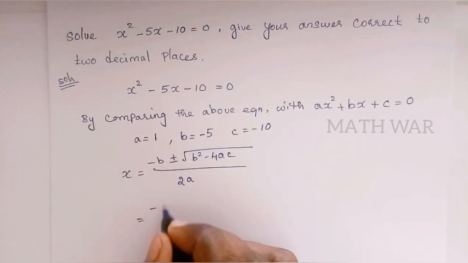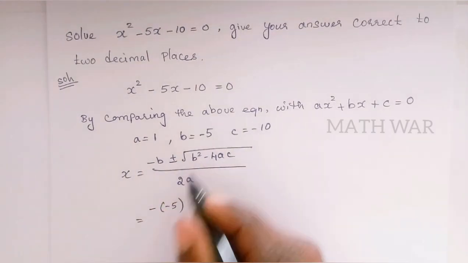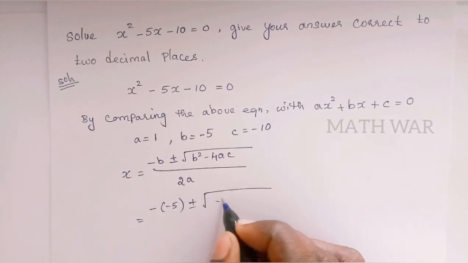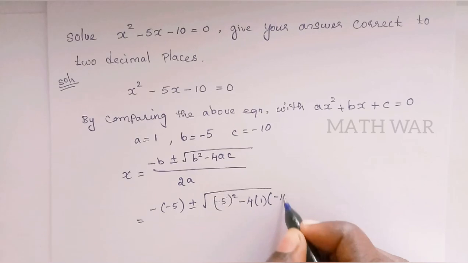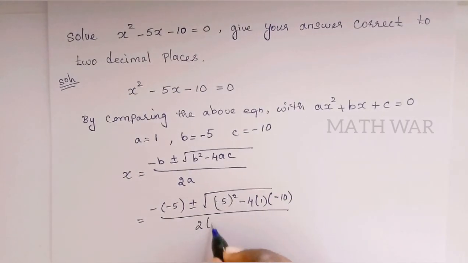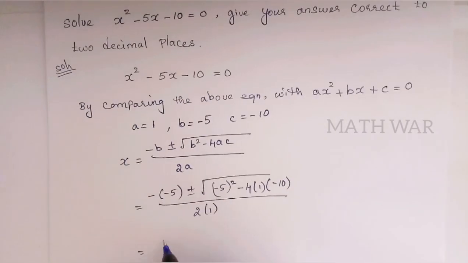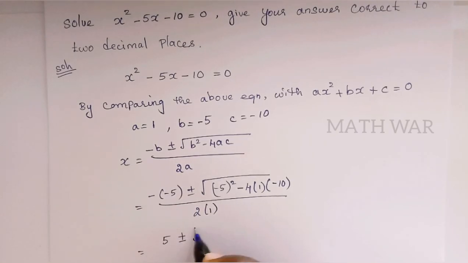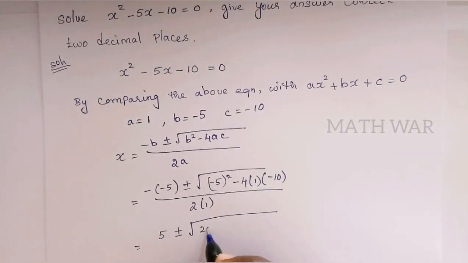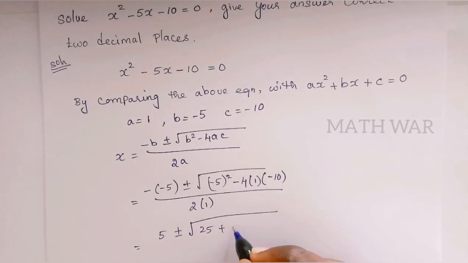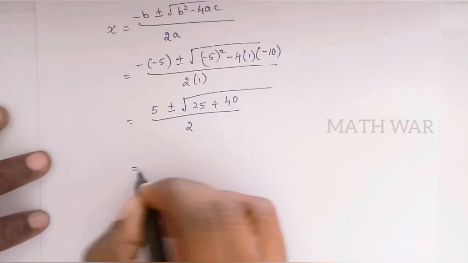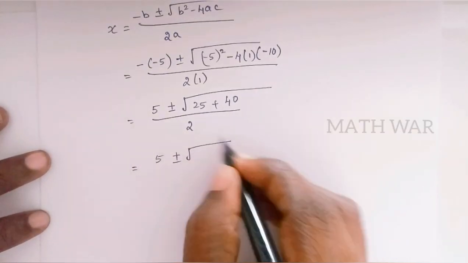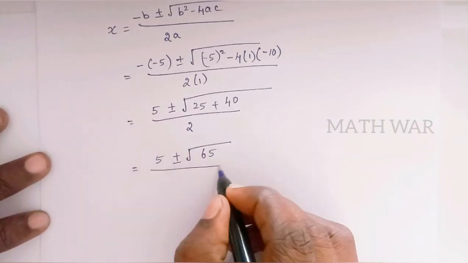That is equal to minus of minus 5. Minus b is minus 5, plus or minus square root of minus 5 whole square minus 4 into a value 1, c value minus 10, divided by 2 into a value 1. Minus of minus 5 is plus 5, plus or minus square root of minus 5 whole square is 25. Minus into minus is plus. 4 into 1 is 4, 4 into 10 is 40, divided by 2 into 1 is 2. That is equal to 5 plus or minus square root of 25 plus 40 is 65, divided by 2.